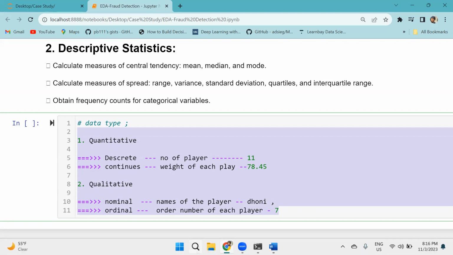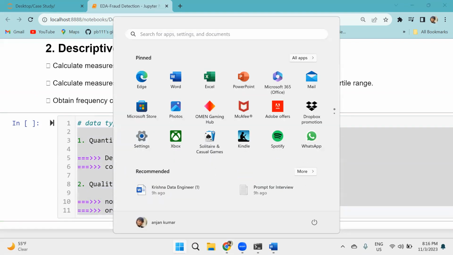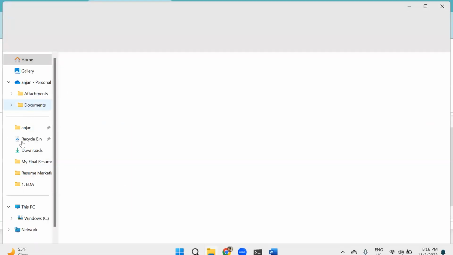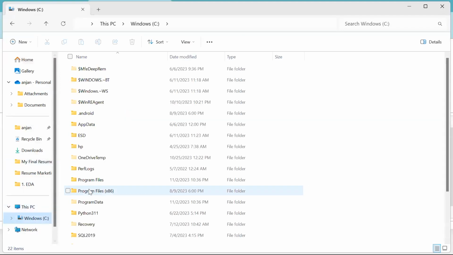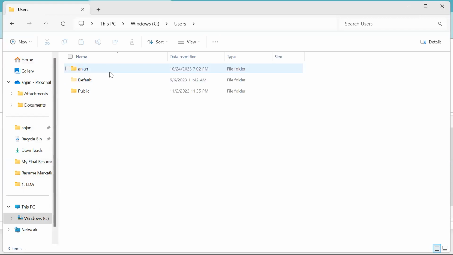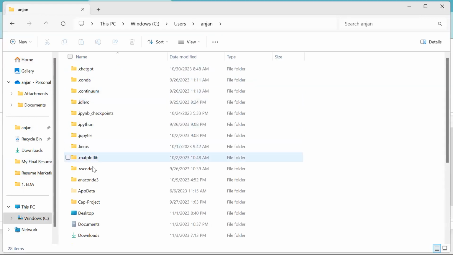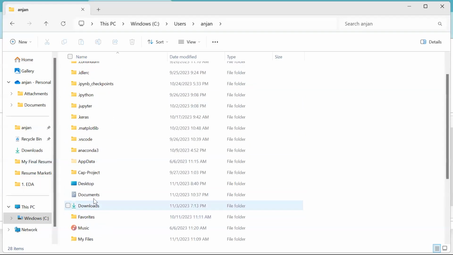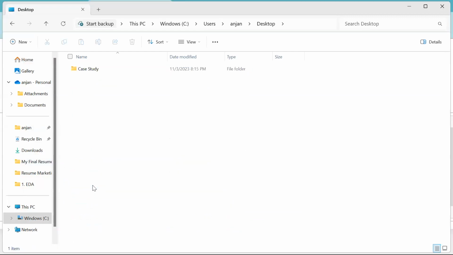Now I just want to show you the Excel sheet, to show you the different types of data.